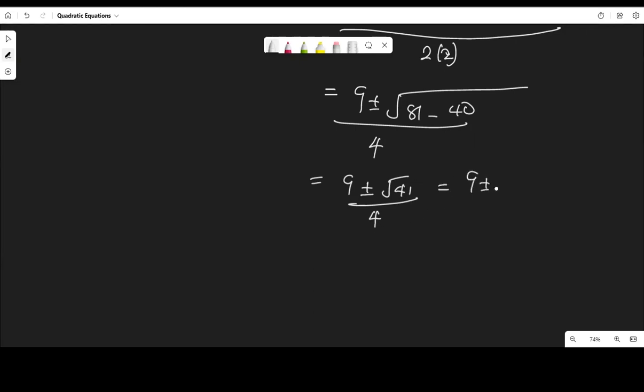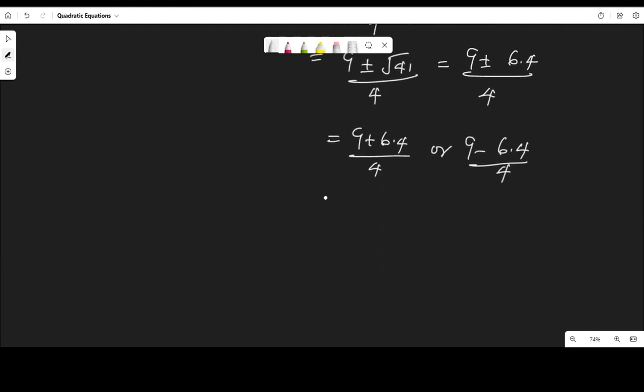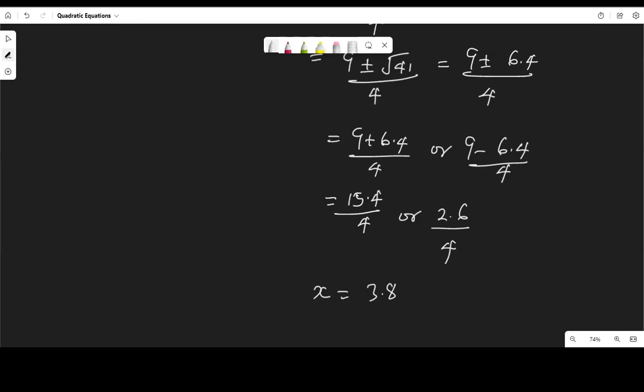So this is 9 plus or minus 6.4 over 4, which is 9 plus 6.4 over 4, or 9 minus 6.4 over 4. 9 plus 6.4 is 15.4 over 4, or 9 minus 6.4, which should be 2.6, over 4. So x is equal to 3.85 or x is equal to 0.65.